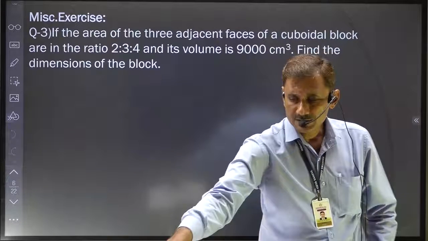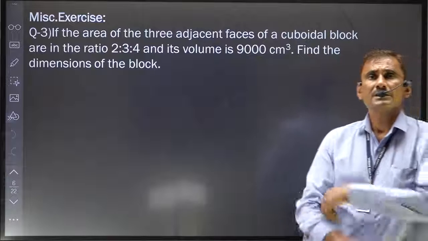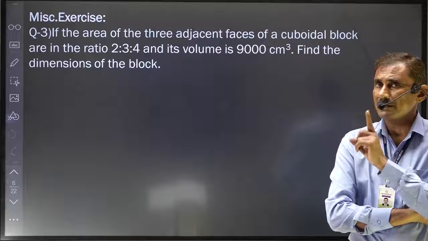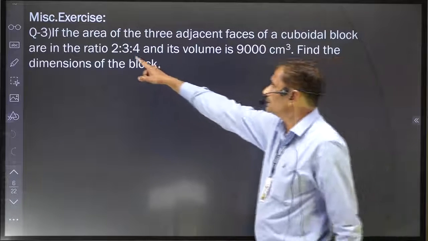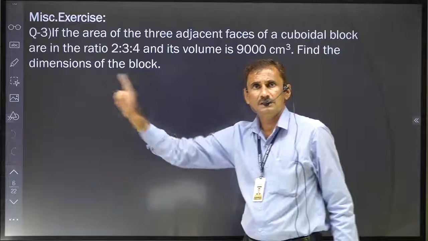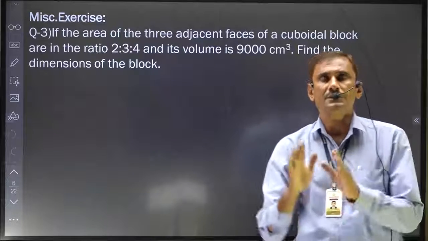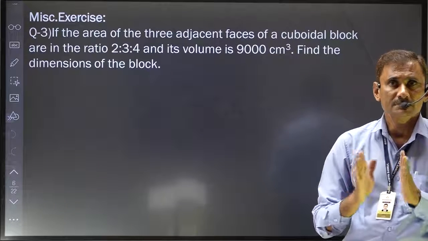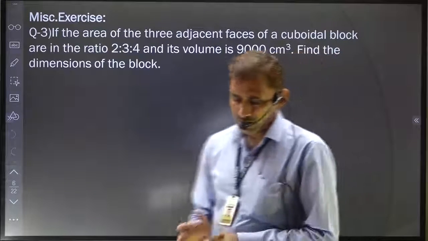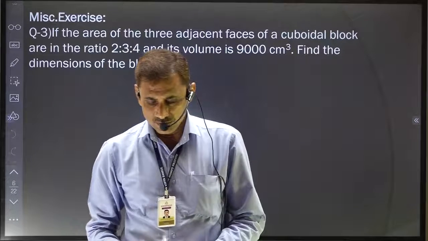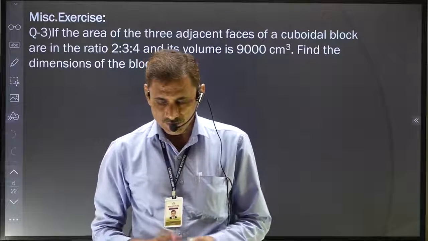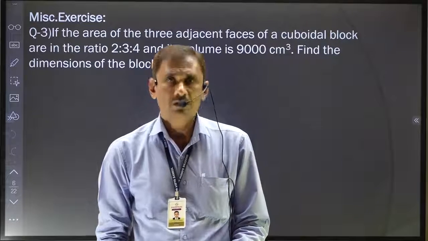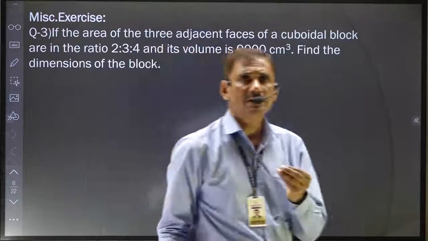So first of all understand what they have given. They have given the ratio of area of 3 adjacent faces, not the ratio of length, breadth, height. This is not L is to B is to H. Understand well. It is the ratio of area of three adjacent faces. So for solving this particular sum, we actually go to exercise 15.2. That sum we did not solve, but right now we just use that result.